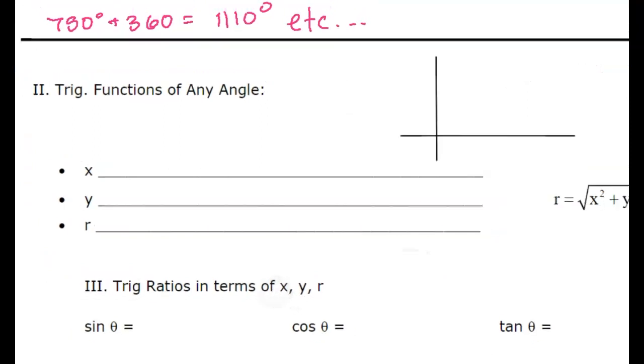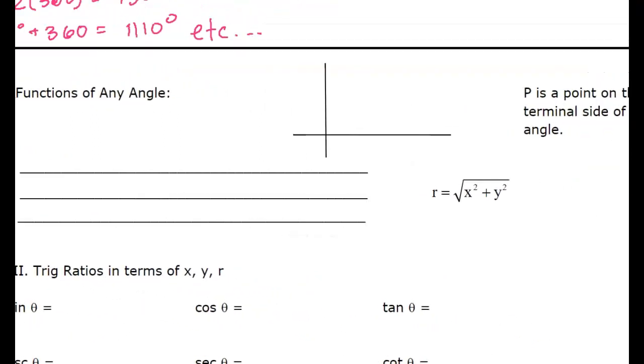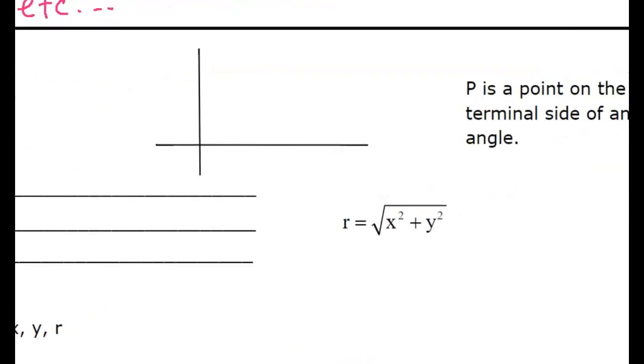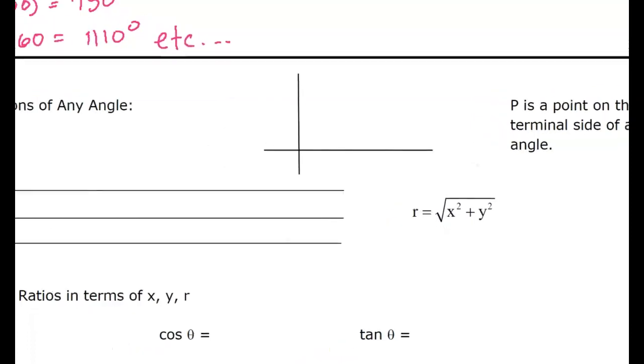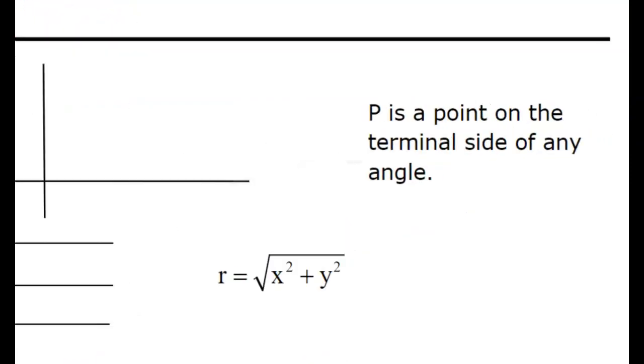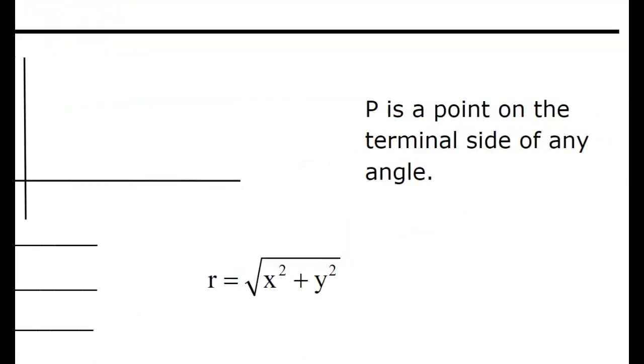So what I want you to do is, we're going to be given a point P, and it's on the terminal side of any angle. Point P is on the terminal side of any angle. So I'm going to draw an angle, creating a vector. We'll say like here.